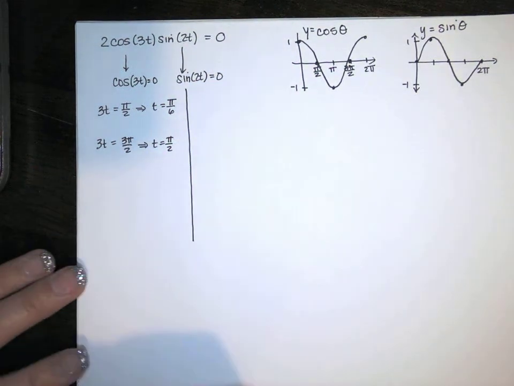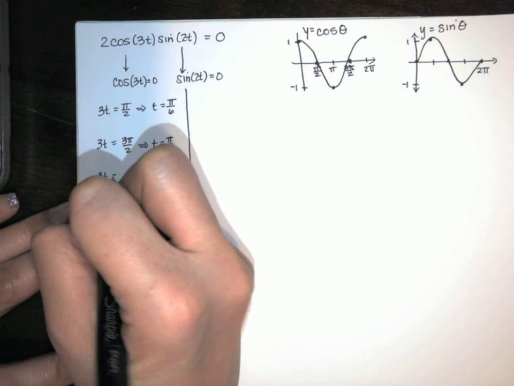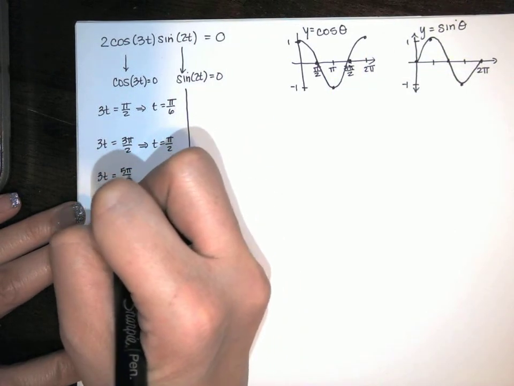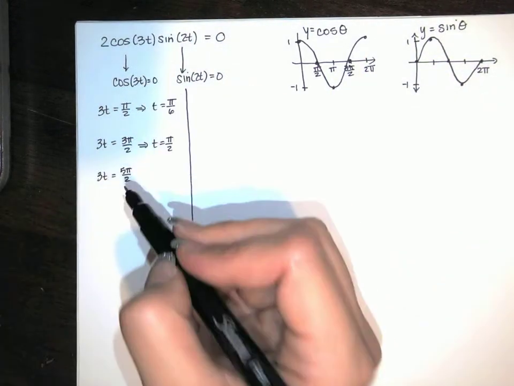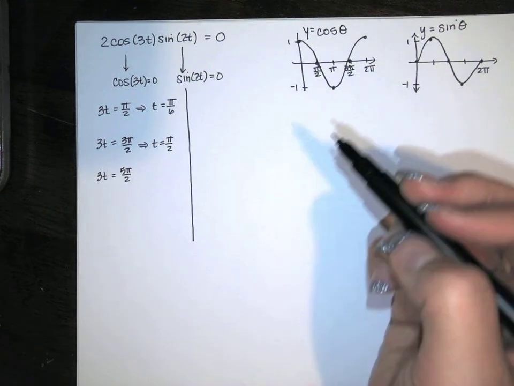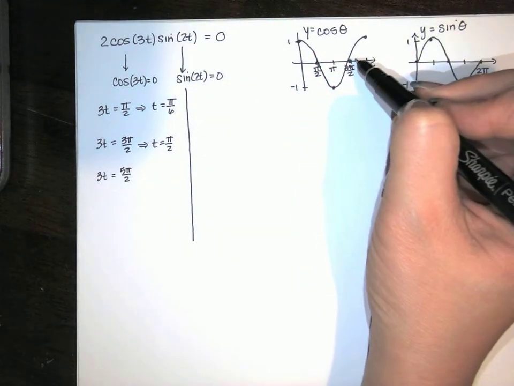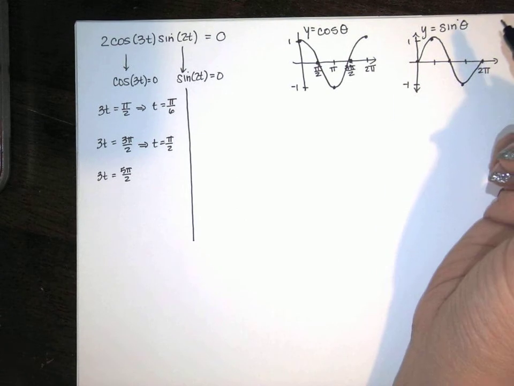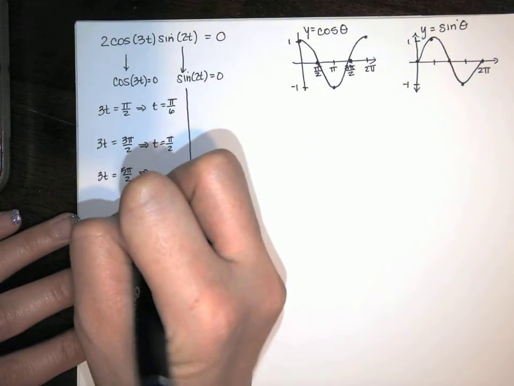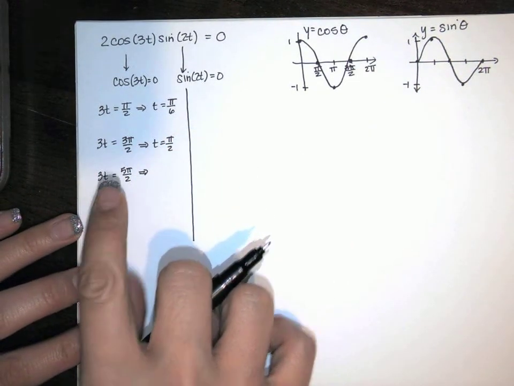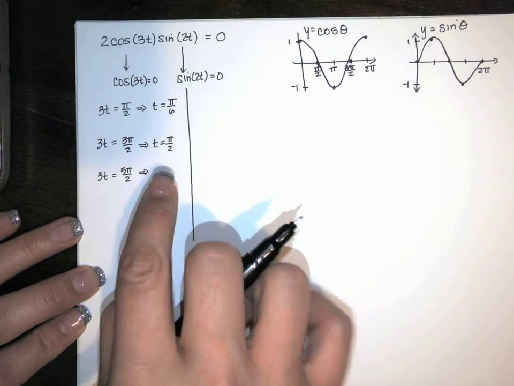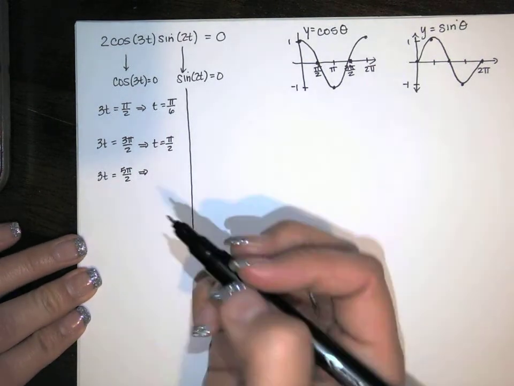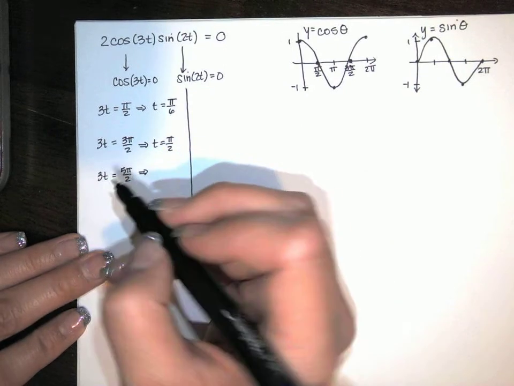You might say, are there more? Well, let's see. The next time 3t would be 0 is at 5 pi over 2. Because cosine of any odd multiple of pi over 2 is going to give me 0. I have pi over 2, 3 pi over 2, the next one will be 5 pi over 2, then 7 pi over 2, and so on. You're going to keep going. I need to keep going with all those angles until I get a t value that's greater than 2 pi. Then that's outside of the interval that I'm interested in. So I'm not going to worry about that guy.